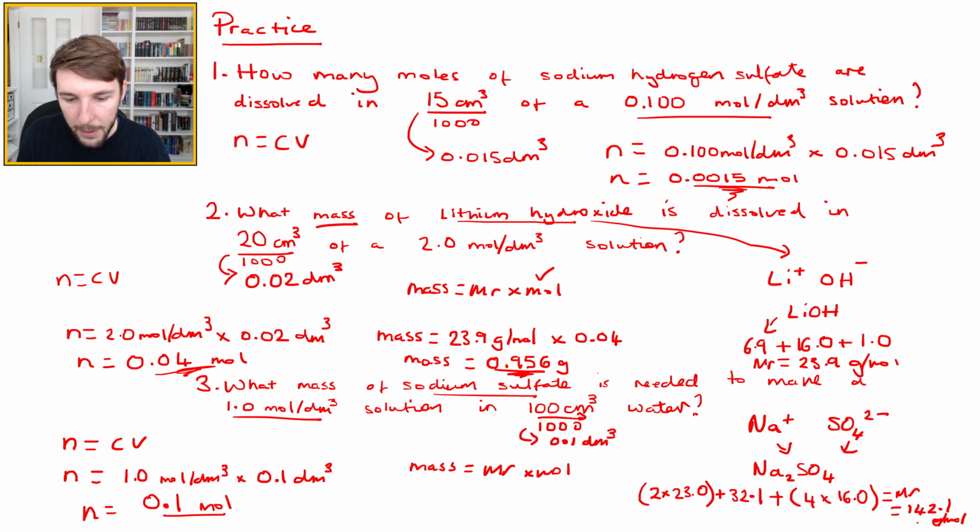So finally, we've got to do Mr times the number of moles. So our mass in grams is going to equal that 142.1 grams per mole. I'm just not going to bother writing units in for the minute because I'm running out of space, times 0.1, so it's a tenth of itself. So you should have got a mass of 14.21 grams. There we go.